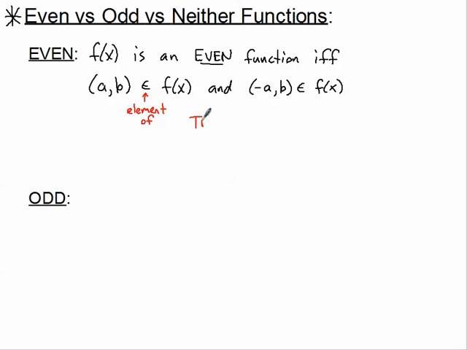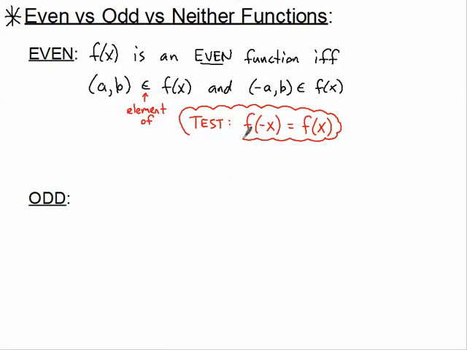The test for even, if you're not given the graph and you're just given the equation, is if you take your f(x) and you replace x with the opposite of x, negative x, then you're going to get the same exact function that you started off with. That's our test for even functions.